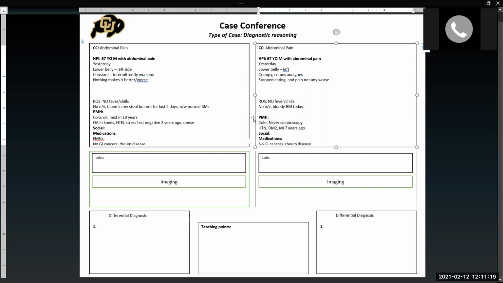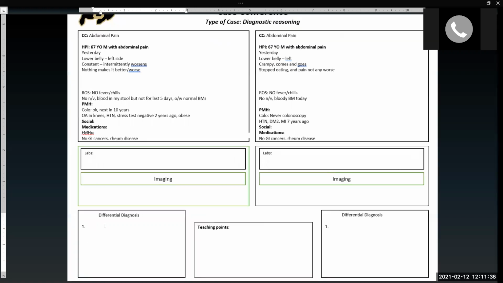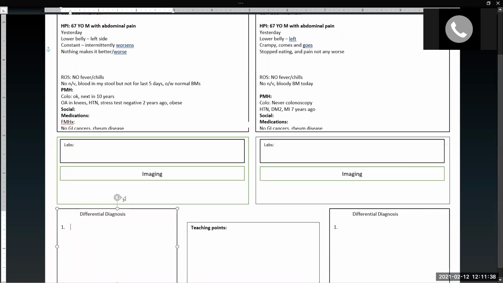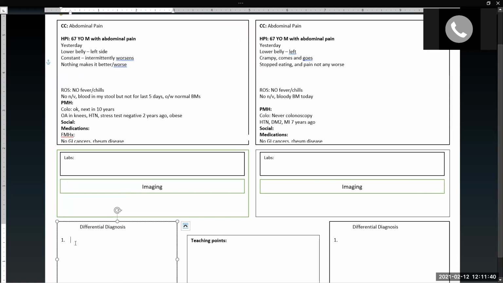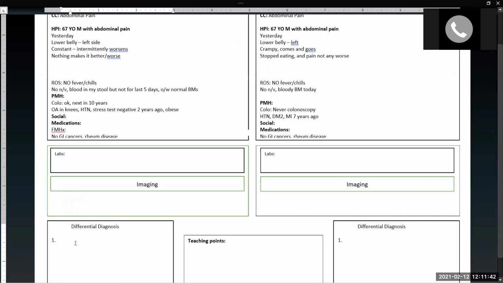Okay, maybe let's pause here just for a second before we let you ask more questions, and let's go through these people's differentials. What do you guys think falls in the differential for both of these patients? Make it bigger. Oh, should have asked about that one.